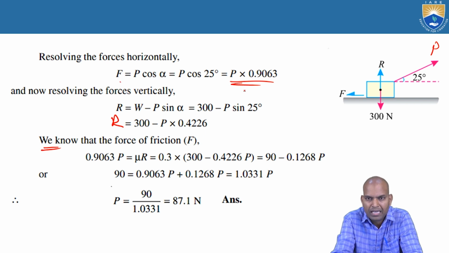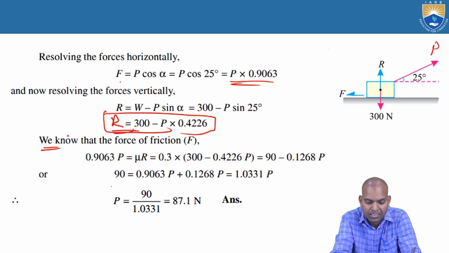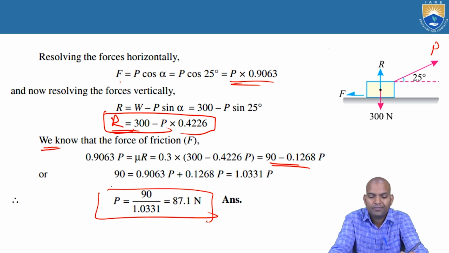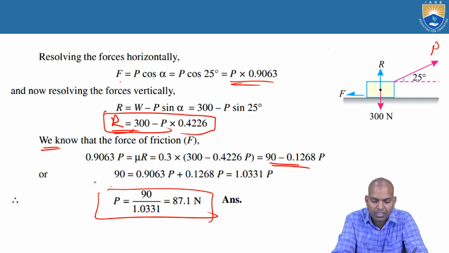F equal to P times 0.9063, or P equal to mu times R. What is that R here? R equals 300 minus P times 0.4226. Substitute over here and calculate the minimum effort required in order to make the body slide, to move. That is 87.1 newtons. Minimum force is required.